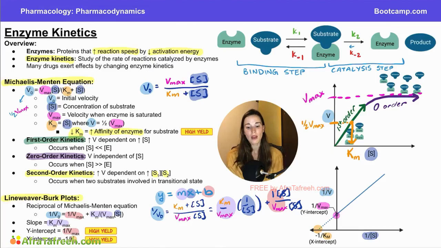Remember that lower Km values mean higher affinity or better binding. You should also know how to find both of these values on a Michaelis-Menten curve and a Lineweaver-Burk plot. On a Lineweaver-Burk plot, the y-intercept is going to be 1 over the Vmax, and the x-intercept is going to be -1 over the Km.